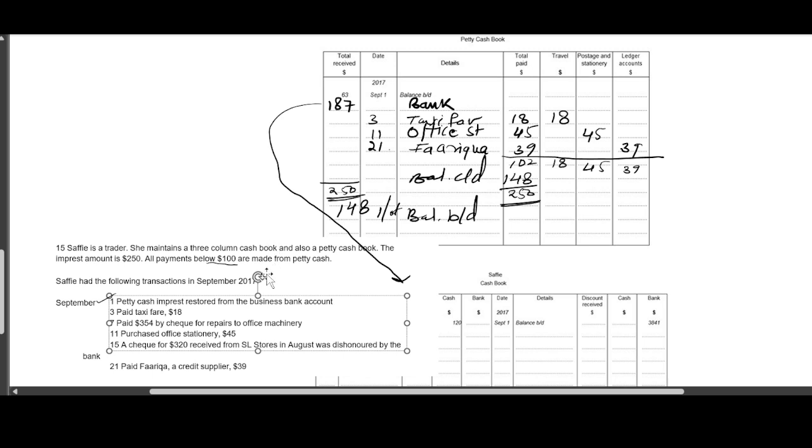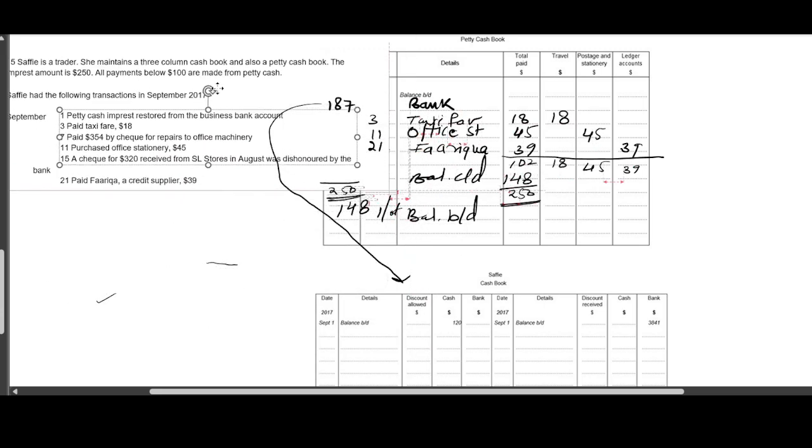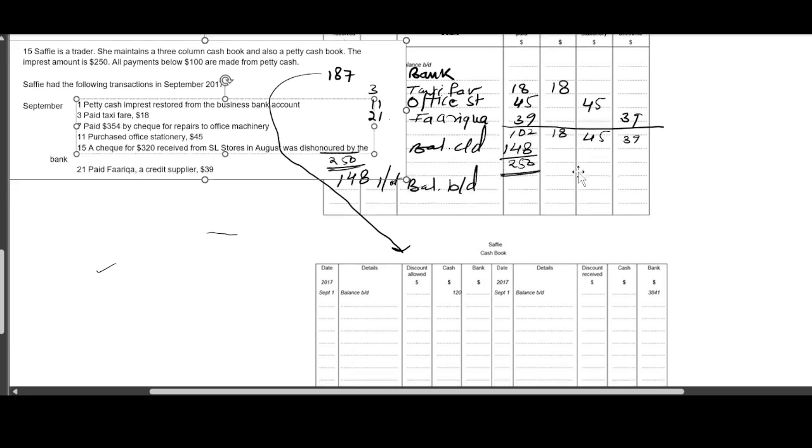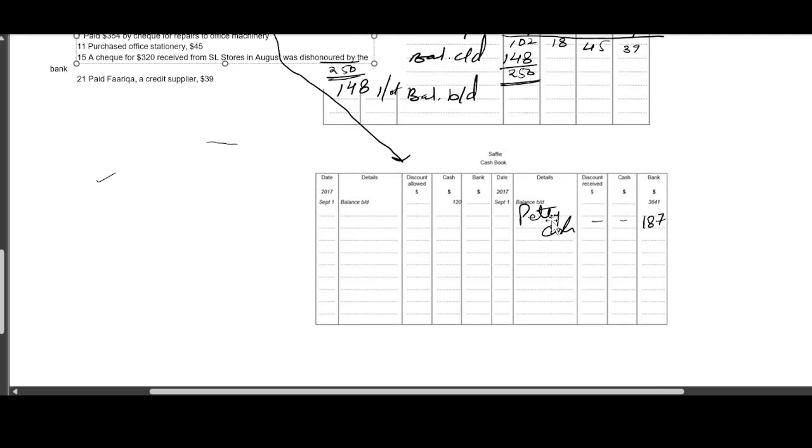Now, that was the petty cash book. Now we are going to talk about the cash book. In the cash book, whatever amount is more than 100 we have to mention in the cash book, plus the imprest balance. 187. First of all, mention it over here, petty cash. From petty cash, 187 is there, right? Then you mention all transactions, and find out the carried down and brought down.